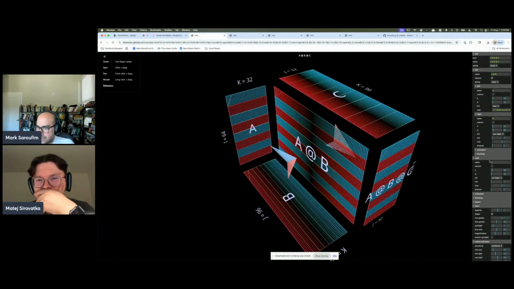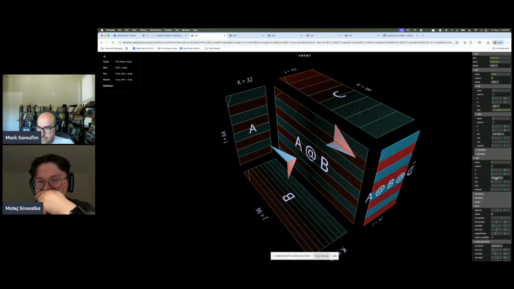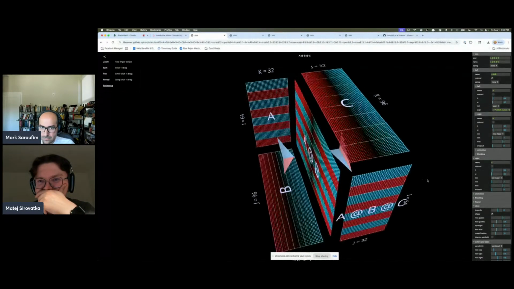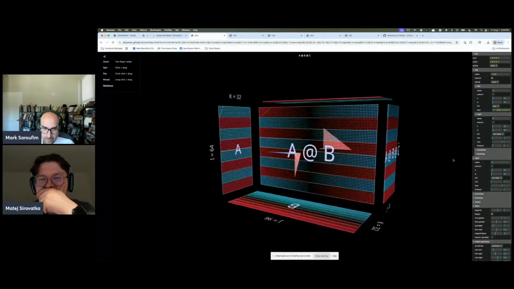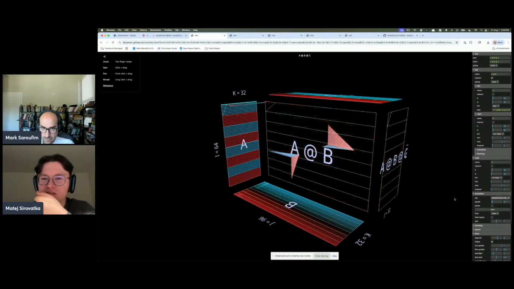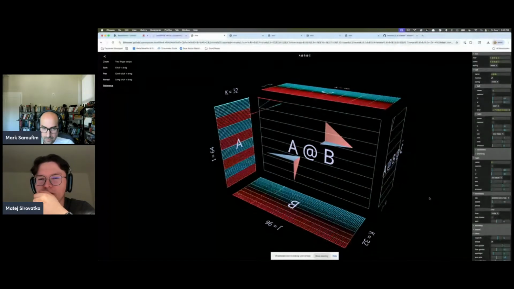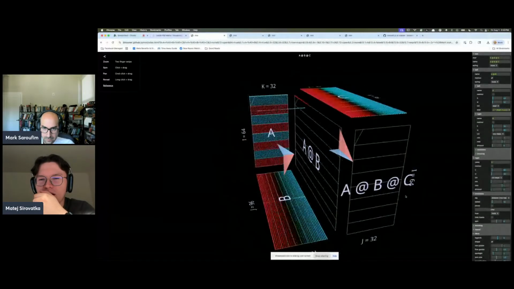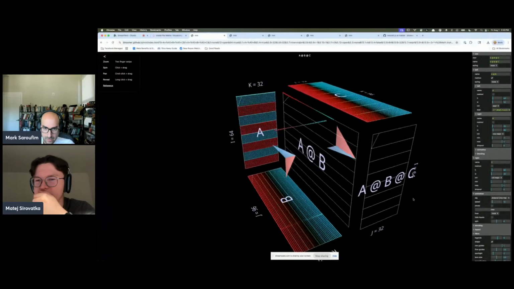Wait, so how would you do that? It wouldn't change the result because if you think of this, the first column of A times B is multiplied by the first row of. Can we speed this one up?